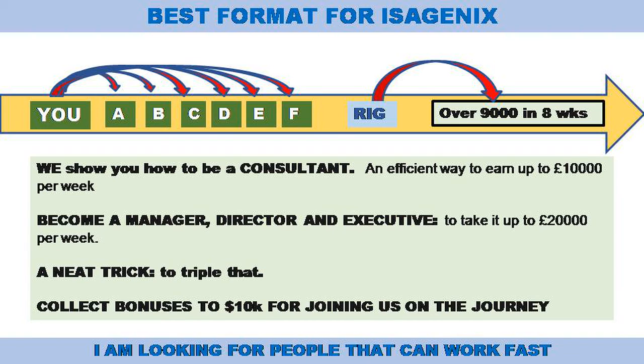Now when we apply the system to ISAGENIX, we're going to show you how to become a consultant. That's the first step. Now as a consultant, you can earn up to 10,000 a week. We're going to show you how to become a manager, a director, an executive. That can take it up to 20,000 a week. I'm going to show you a neat trick to triple that. And I'm going to show you how to collect bonuses up to 10K. In this initial phase, I'm looking for people that want to move fast, earn fast, and train fast.